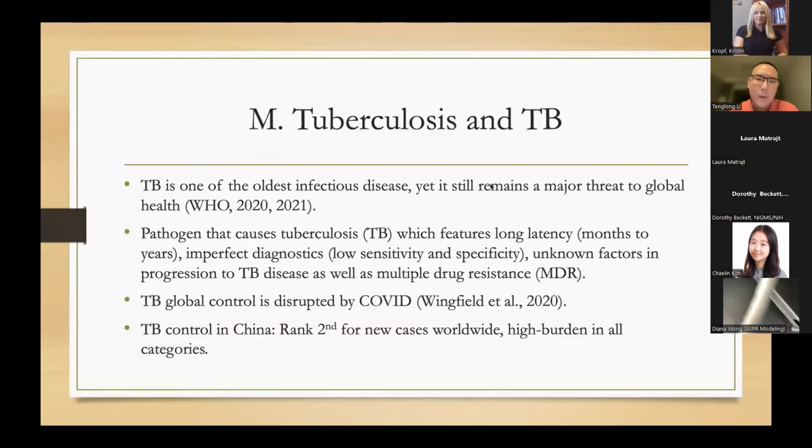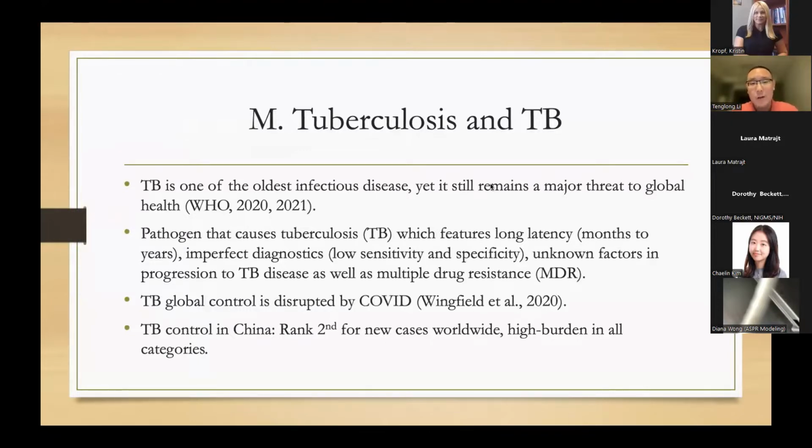So a little bit of background, right? TB and the pathogens that cause TB. TB is known to be one of the oldest infectious diseases, and yet it still remains a major threat to global health. Actually, every year there are about 10 million new cases. Also, TB annually can cause more than 1 million deaths. So you can see how deadly TB can be.